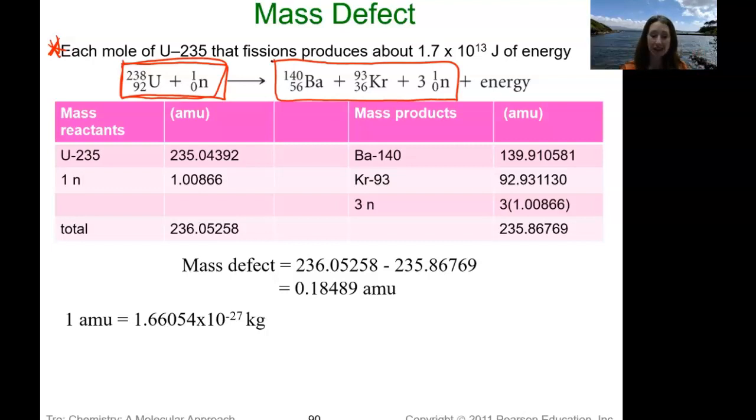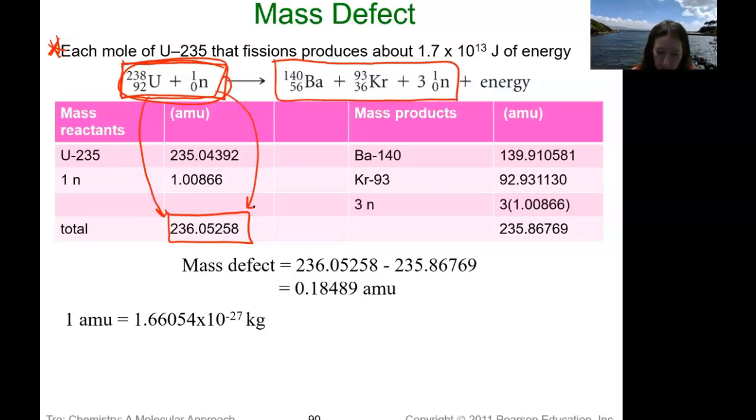So let's add. Uranium-235, now we've got to keep all these digits because these numbers are going to be really small. Here is the mass of one uranium-235 atom. And again, AMU just means one atom. Here's the mass of one neutron. So our reactants weigh this much, right? Those are our reactants.